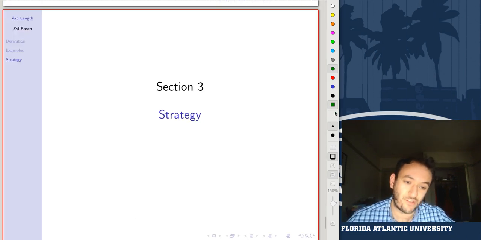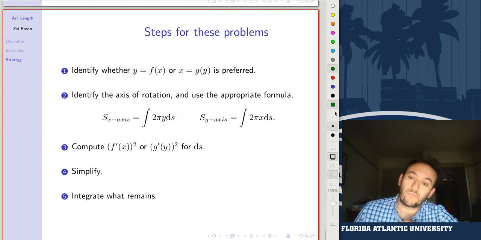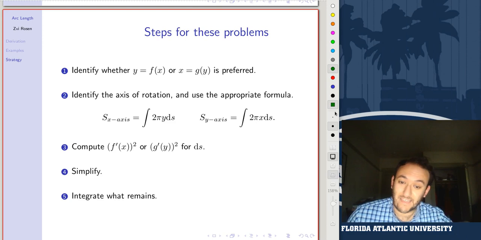Okay, so we'll finish it off with just a summary of the strategy for how you approach these problems. The first step is to identify whether y equals f of x or x equals g of y is preferred. And you can use either of those in most problems. Then you identify the axis of rotation and use the appropriate formula. If you're rotating around the x-axis, use the integral of 2 pi y ds. And if you're rotating around the y-axis, use 2 pi x ds.